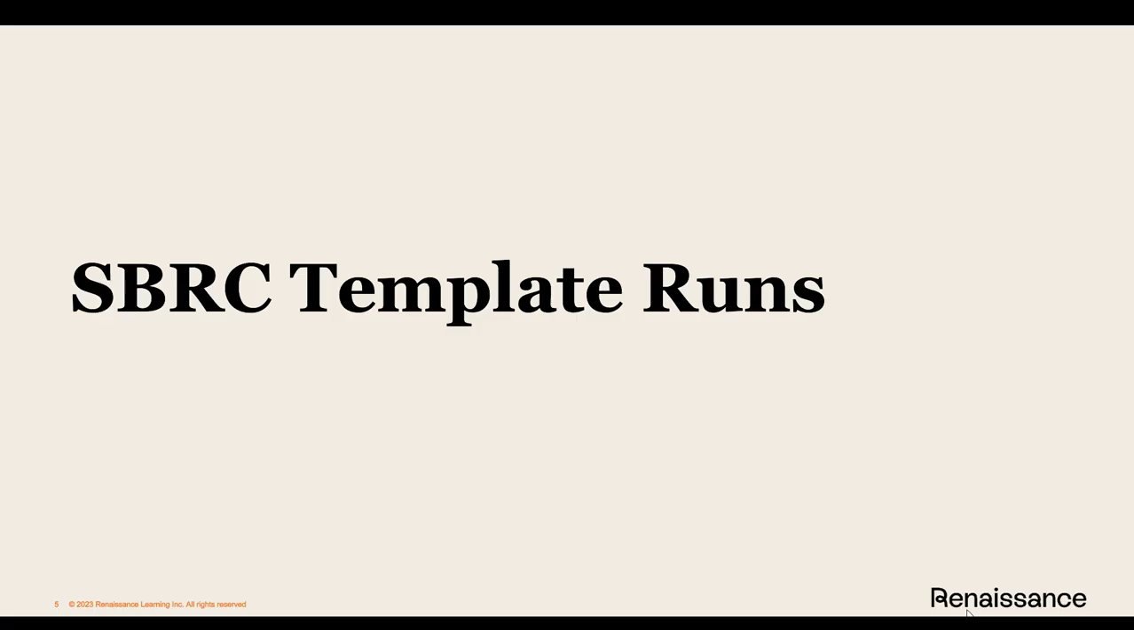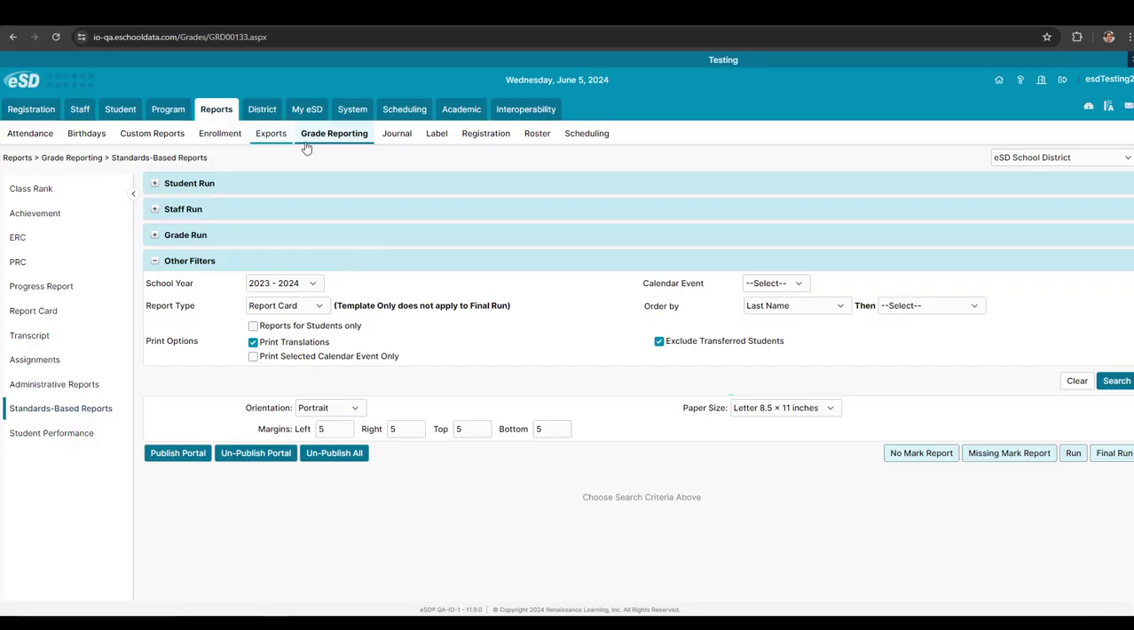The next update is an option to run SBRC templates. If we navigate to Reports, Grade Reporting, and Standard-Based Reports, you're going to see a new report type dropdown that's going to include options for report card, which will run your SBRCs as you have always run them, or an option for template only. If you're selecting template only, this is going to create a report that does not have student information on it as far as grades go, so you can create a blank report and just see the template layout when you're testing this out.